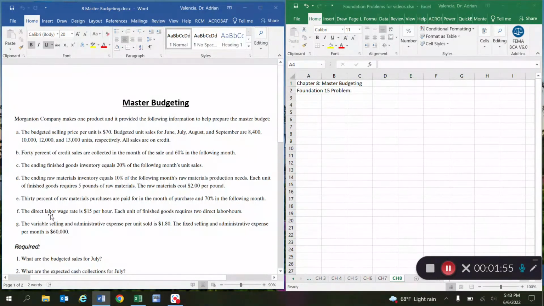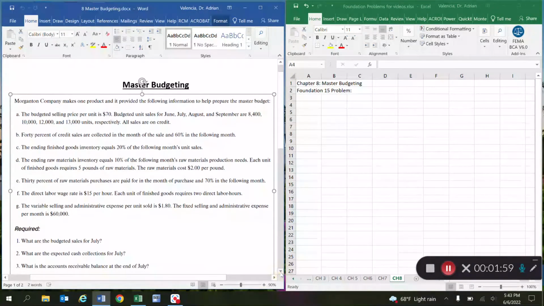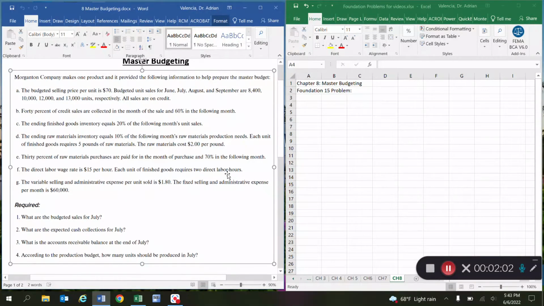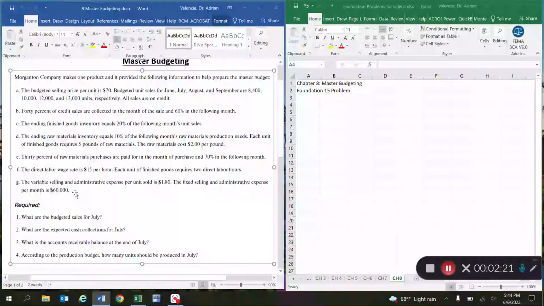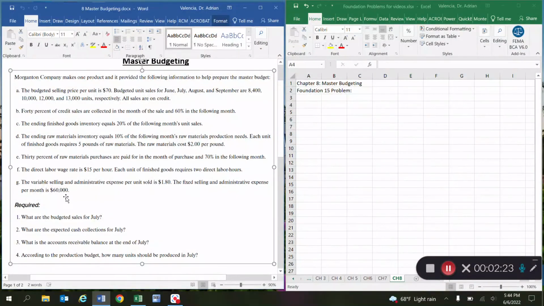And then the direct labor wage rate is $15 per hour, and each unit requires 2 direct labor hours. Finally, the variable selling and administrative expenses per unit are estimated at $180, and the fixed selling and administrative expense per month on a total basis is $60,000. So this $60,000 will be broken apart and allocated to each unit that we produce. All right, so let's go ahead and run through this real quick.